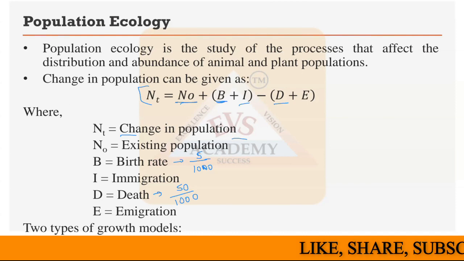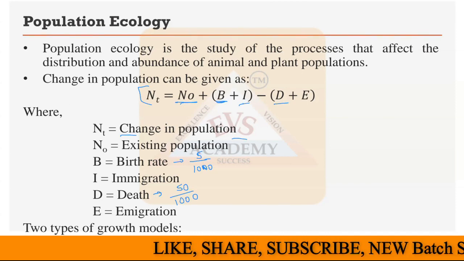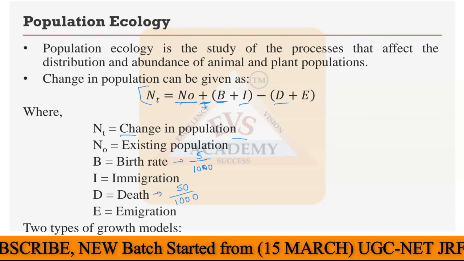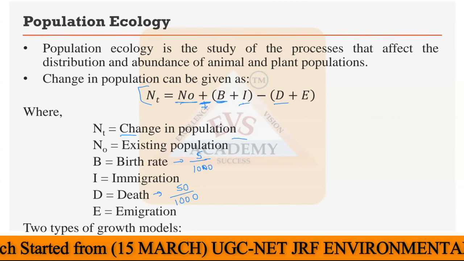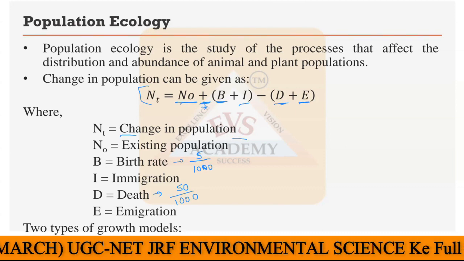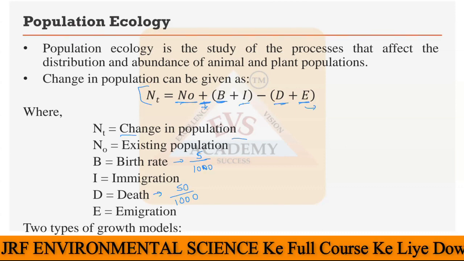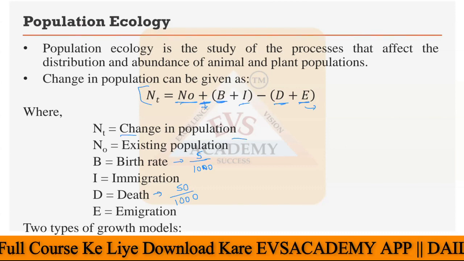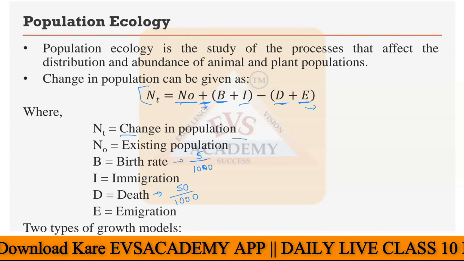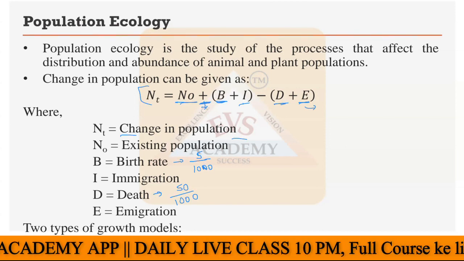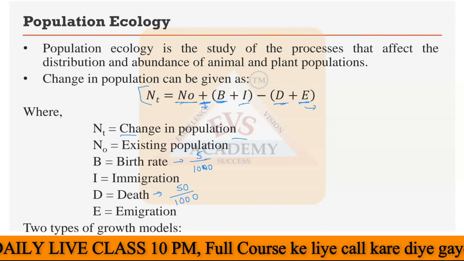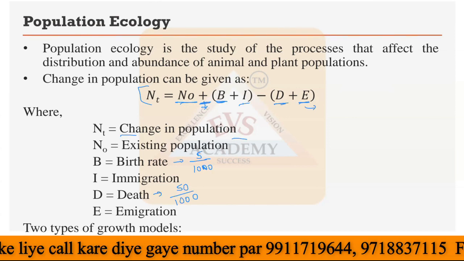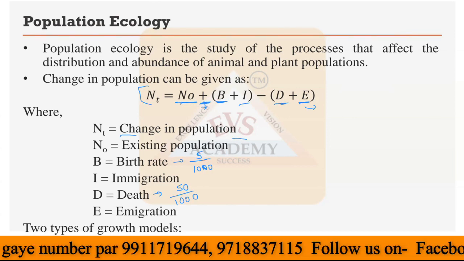This would be subtracted. Birth rate and immigration are additions here, added to the older number of population, and death rate and emigration, where individuals leave the environment and go away to a new place, are subtracted from the initial number of population. This is how you can see the change in the number of population in time period t. That is how population change can be calculated with the help of this particular formula. So this is a very basic formula of population ecology.